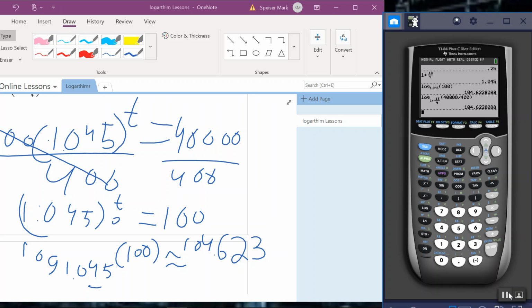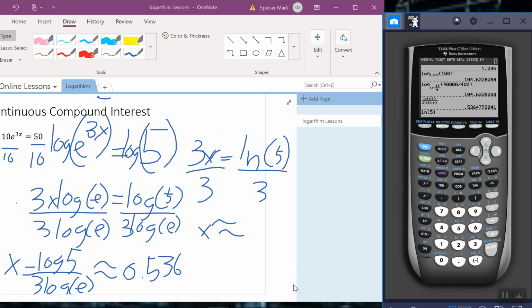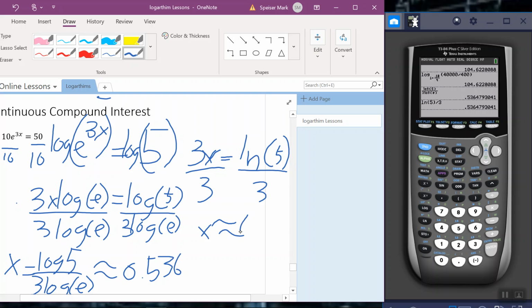On to natural log cases. Or you could use natural log. We have 3x equals the natural log of 5. You divide both sides by 3, and you get natural log of 5 divided by 3. You get the exact same value of 0.536. So there's always multiple ways of solving this equation. On to the last case, and then we'll use one case where we'll show you how to use a graph.